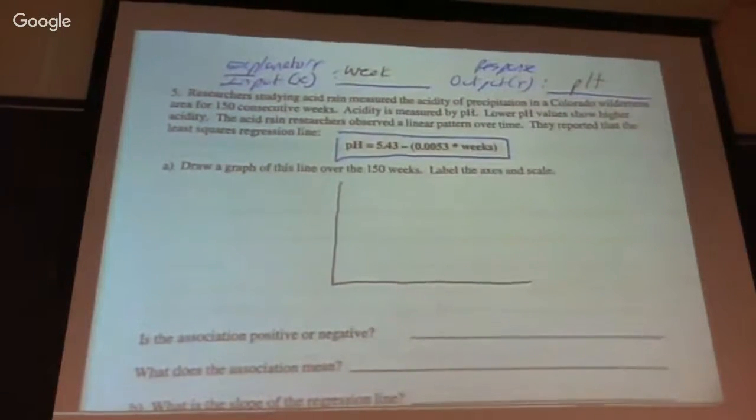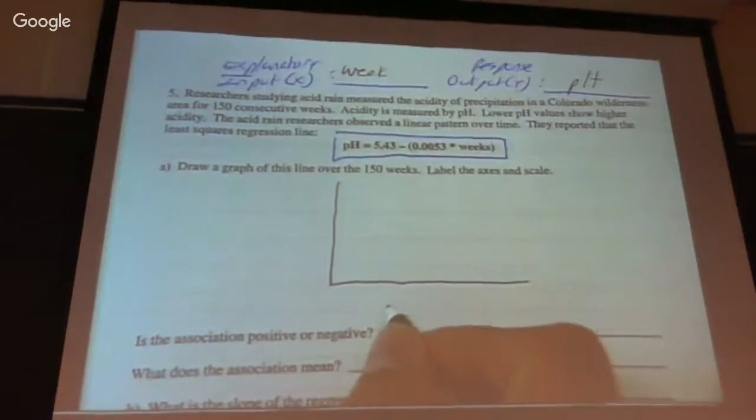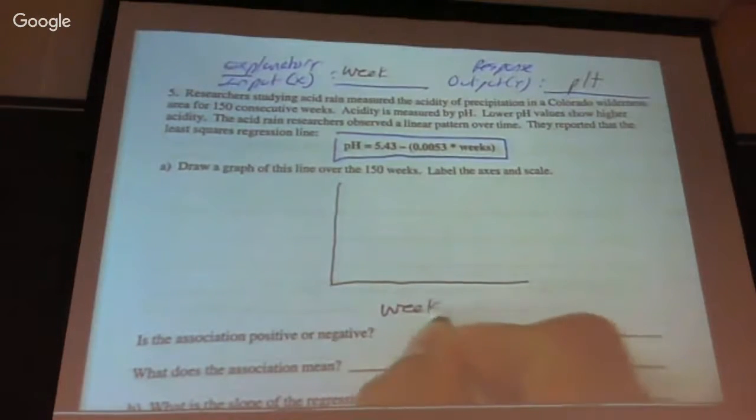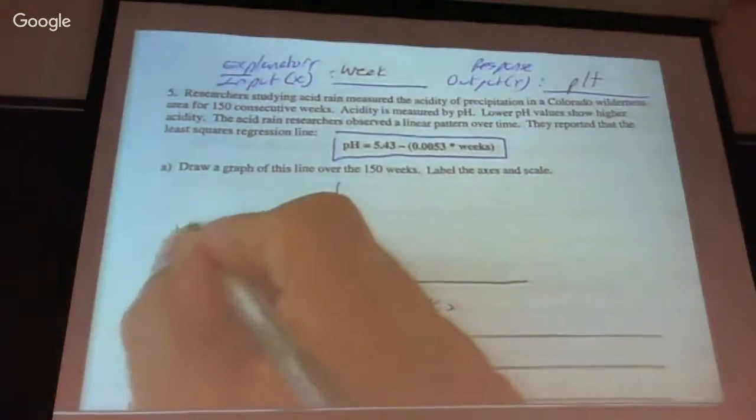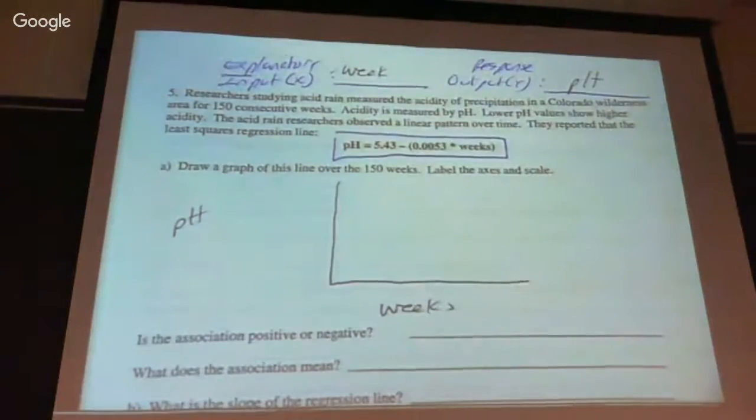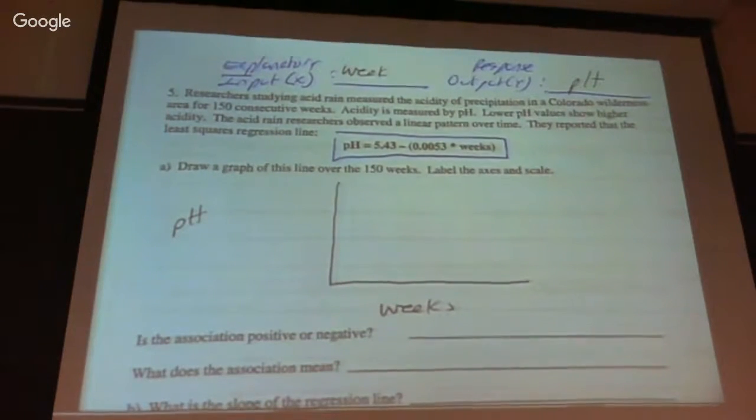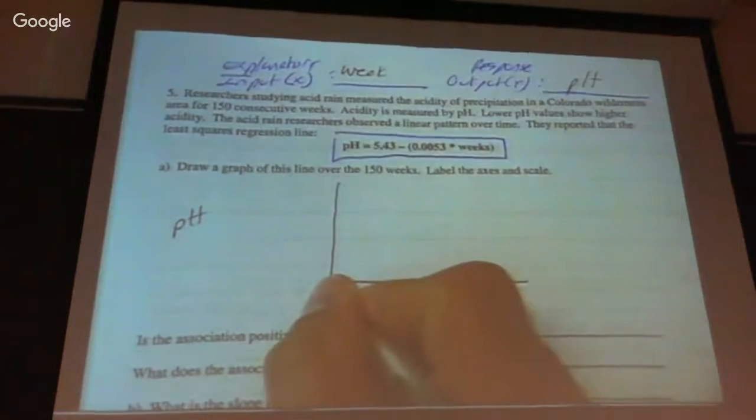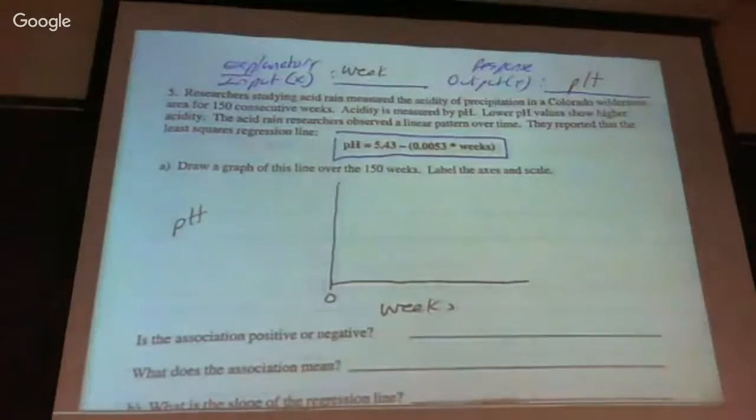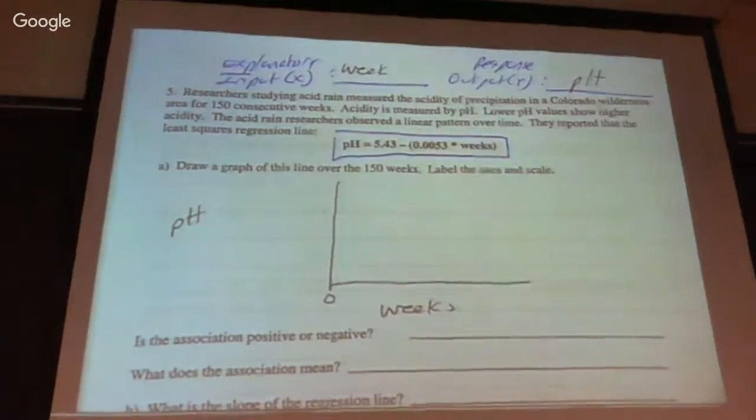Okay? So first of all, what goes on our x-axis? Weeks. Y-axis? pH. Now, remember, this one's talking about measuring the precipitation in the Colorado wilderness for 150 weeks, trying to figure out what the pH is. That's what the problem's about. What clue do we have about the weeks? It's 150 weeks. So my x-axis will start at 0 and go until 150.